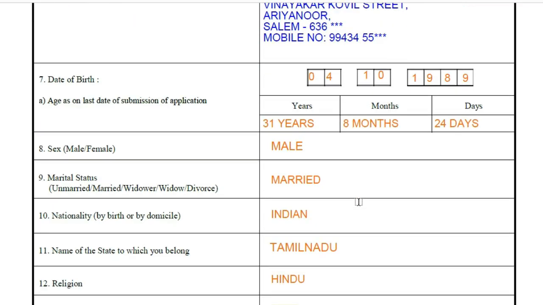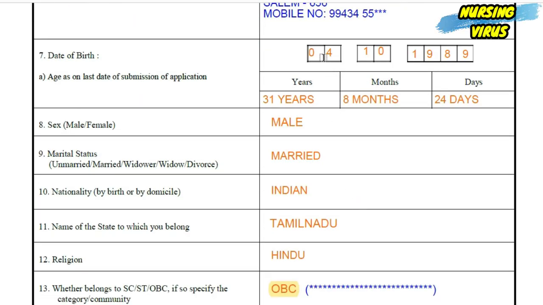Next, the seventh column, your date of birth. You can write the date, month and year. Separately, they have asked for the number of years, months and days. According to the last date of submitting the application, the age can be calculated. There is a 28/6/2021 date. You can calculate from your date of birth.